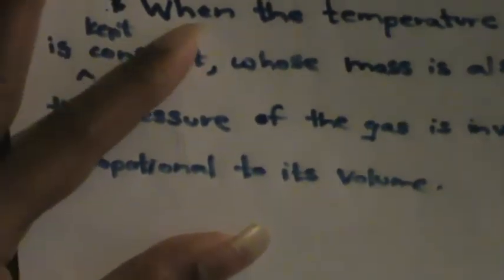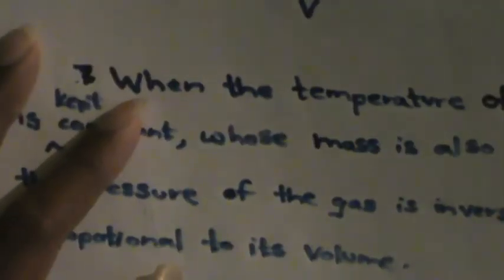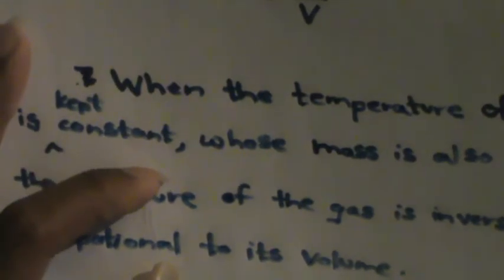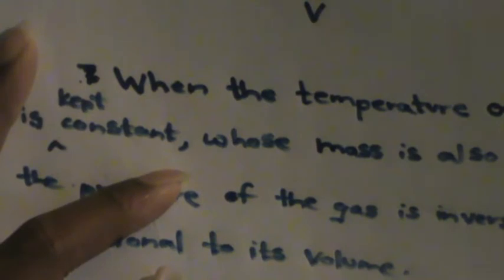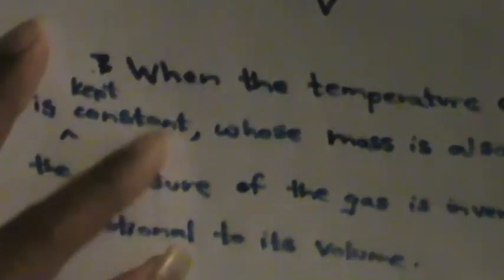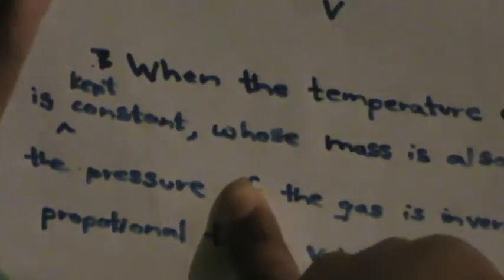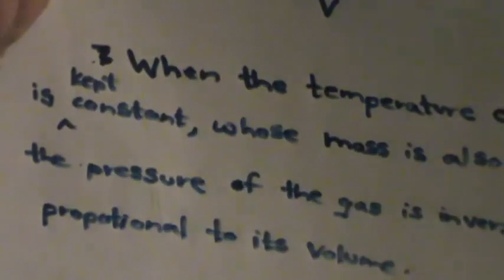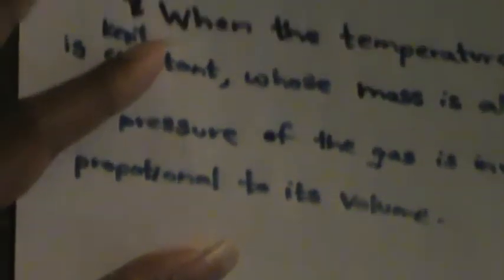This is not actually the formal definition, just a simplified definition. The actual definition would be something like: for a gas whose mass is constant, if the temperature is kept constant, the pressure of the gas is inversely proportional to its volume. I am just using a simplified version to explain this concept. So this is the definition of Boyle's law. P is directly proportional to 1 over V, or P is inversely proportional to V.